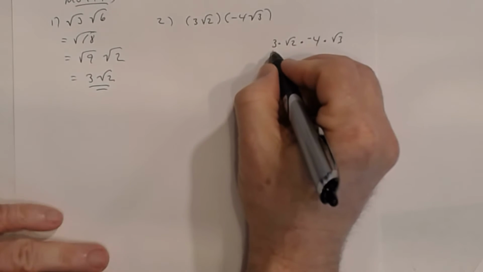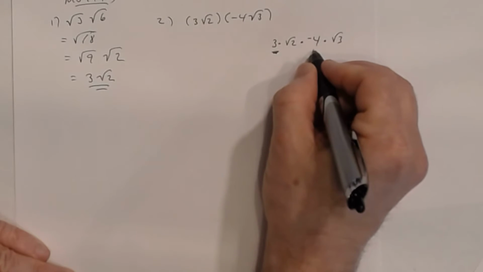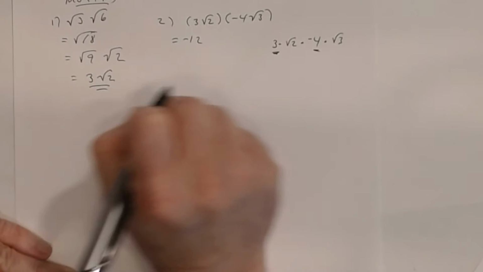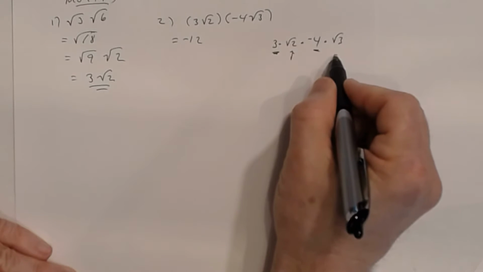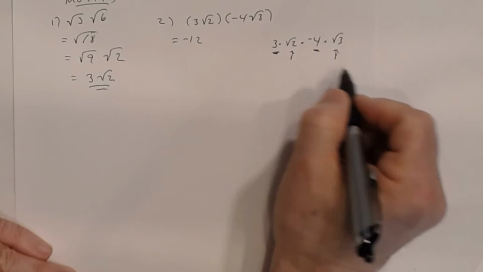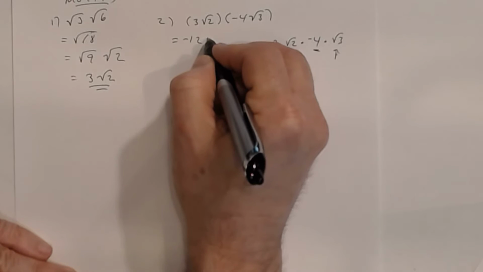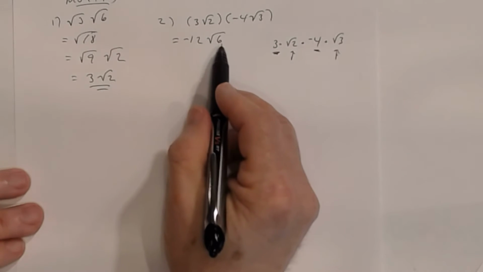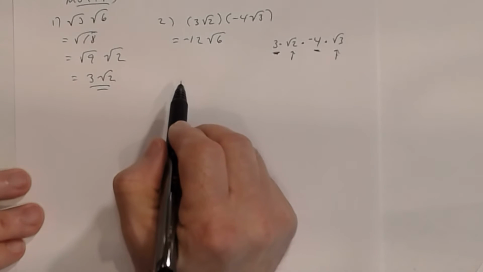So if you need to, now you're going to try and write this in a better way. I know that 3 times a negative 4 is a negative 12. And I also know that I can rewrite the square root of 2 times the square root of 3 as the square root of 6. 2 times 3 is 6. So this becomes negative 12 square root of 6. Now, I cannot simplify the square root of 6 because the only perfect square that goes into 6 is 1. So there's your answer. So that's all you do.